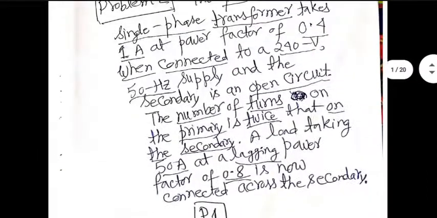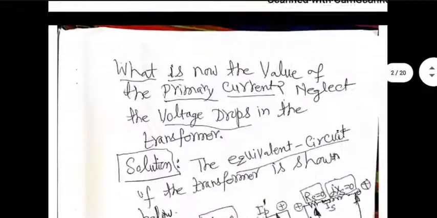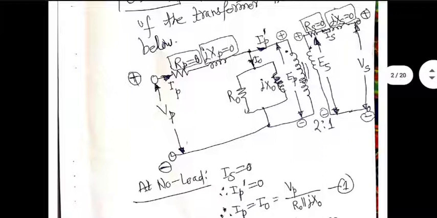The load now is 50 ampere current with 0.8 power factor lagging. So cos inverse of 0.8 with a minus sign will be the phase angle of the 50 ampere current. IS will be 50 ampere with an angle of minus cos inverse 0.8. So what should be the primary current in that case? That's the question. You'll have to reuse the equivalent circuit with the known R0 and X0 values that part one helped you in figuring out.